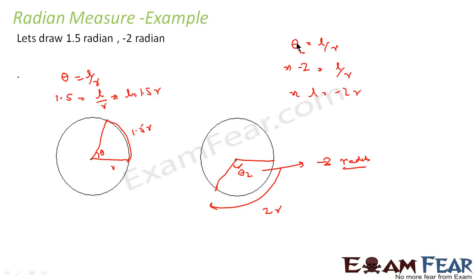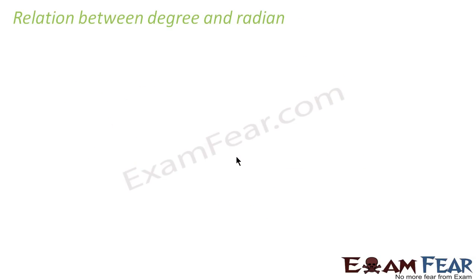So we use theta is equal to L by R, where theta is in radian, and L and R we know. So we found the L, and then depending on positive or negative, we have taken the arc length and we got the angle. Now let's try to find the relationship between degree and radian, because we have to keep converting degree to radian and radian to degree in our exercises.